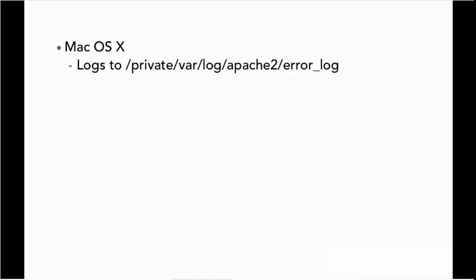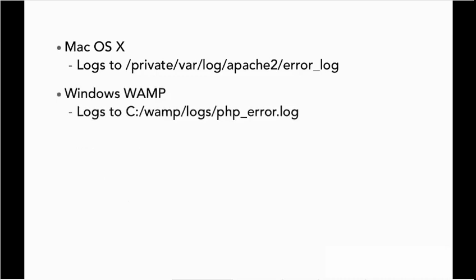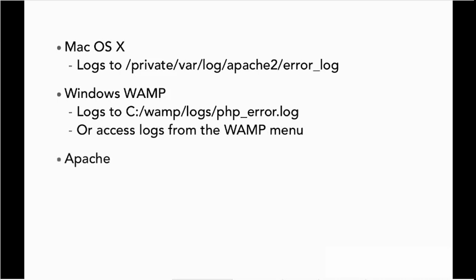If you're on Mac OS X, chances are that by default it's going to be logging to /private/var/log/apache2/error_log, and that's where you would find it. If you're on Windows and WAMP, chances are it's going to log into the WAMP folder, into logs, into php_error.log. Or you can access those logs from the WAMP menu. If you're running Apache, well then it's probably being configured inside Apache's config file, and you could look there to find out where that's being stored. If you look in there, you do a search for log, it should tell you where the log file is being stored.